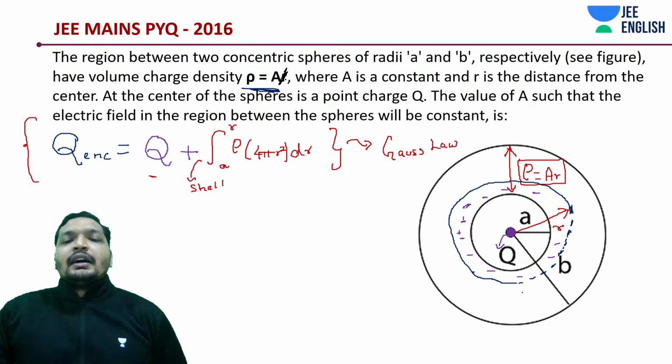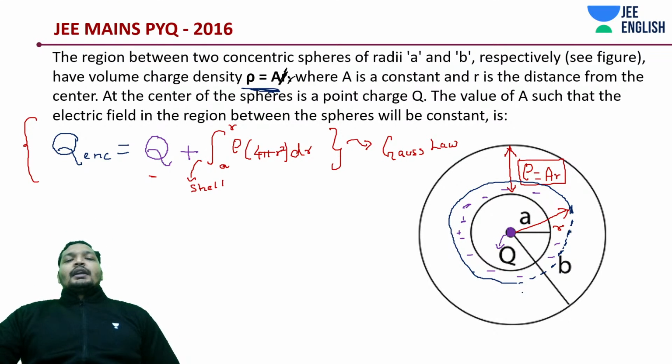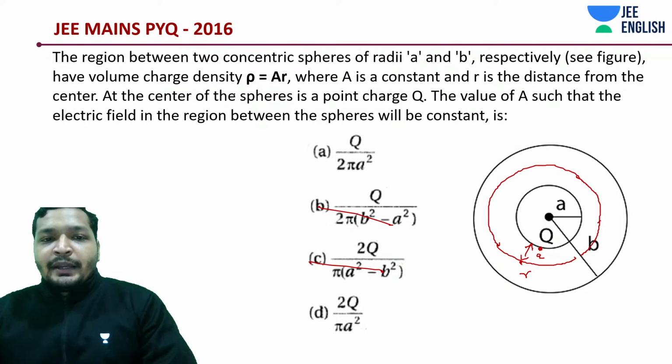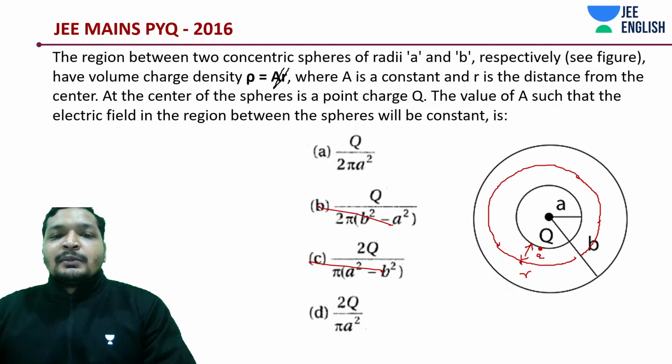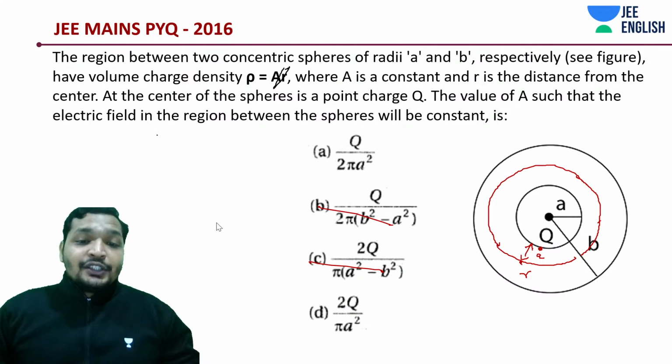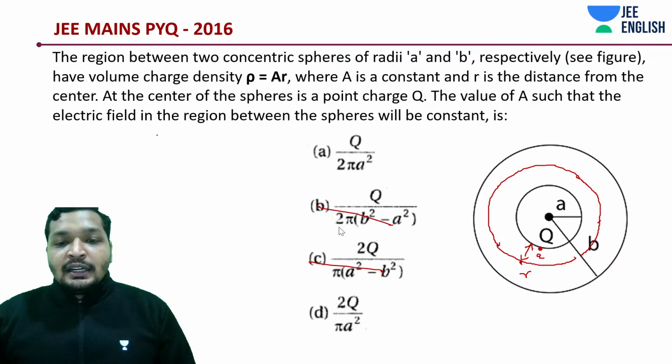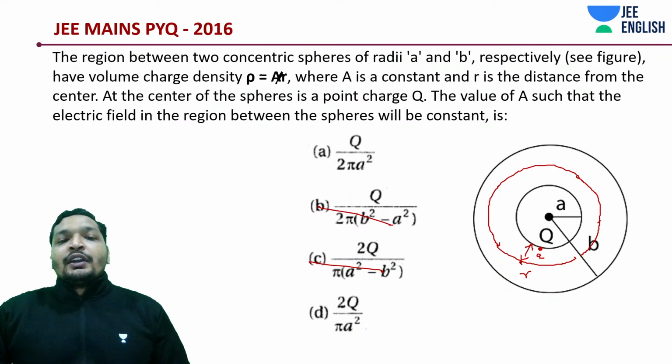It should be A by R. I think it should have been A by R. Else A into R, it's not at all possible. Okay, mathematically it's not feasible. There is a small issue in the question. Okay, it should have been A by R. Now this will work out. Let's see. Okay, okay guys, correct it.